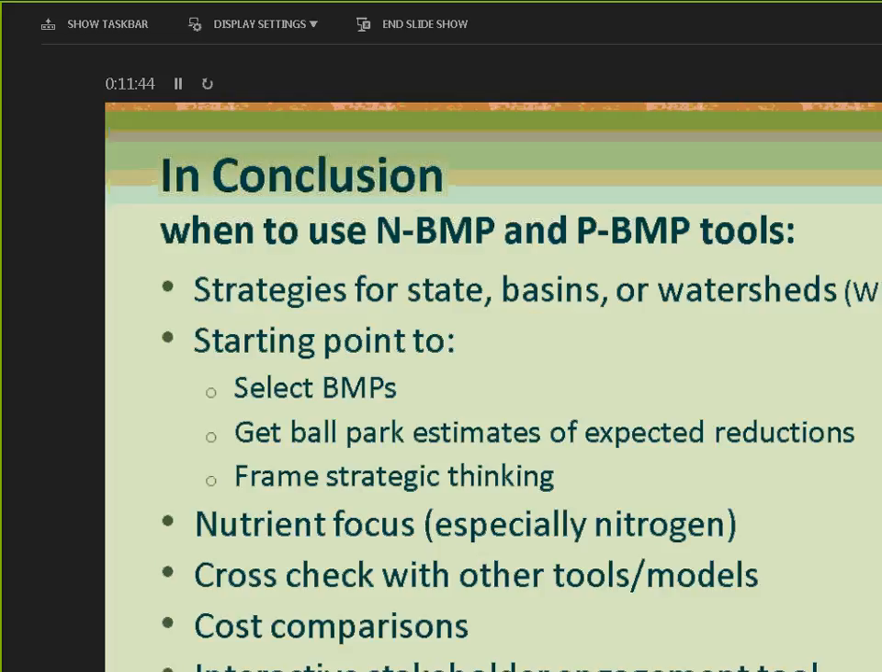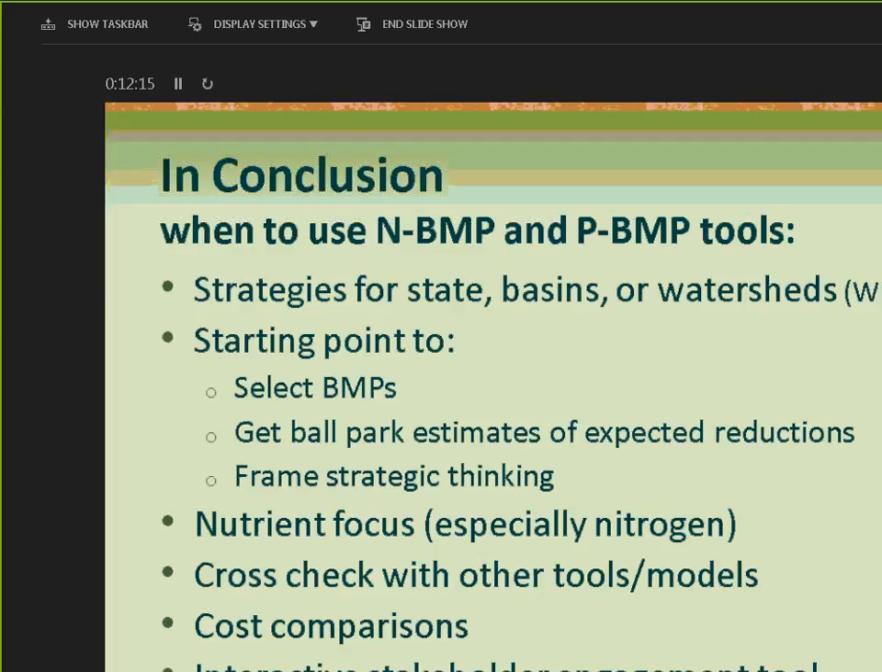It's good for when you've got a nutrient focus. It's good as we cross-check with other tools and models, and it has a strong economic component, so it's good for cost comparisons. And it's also, we found to be a tool that can be used for interactive stakeholder engagement, where you're working and say, hey, I want to try that BMP, so you plug it in and see what the effect is and add another BMP. So because it can be run so quickly for any given watershed.